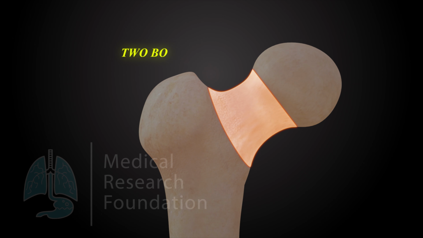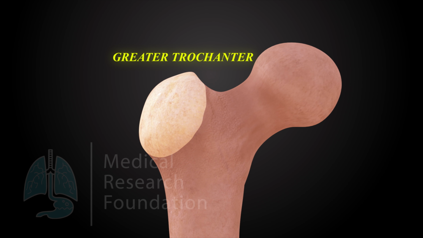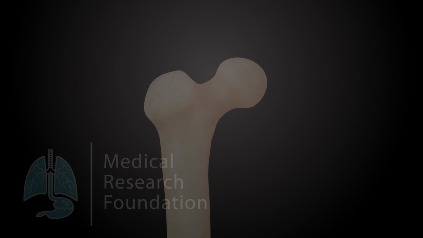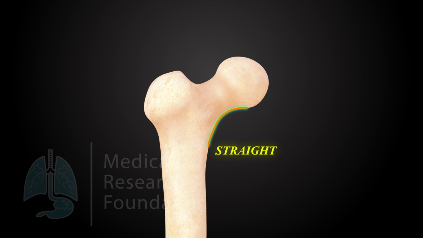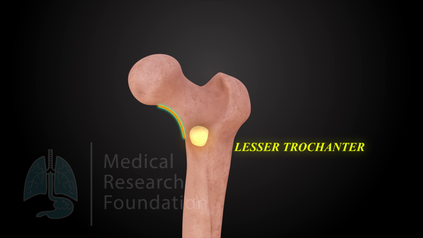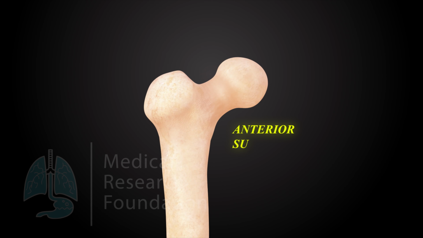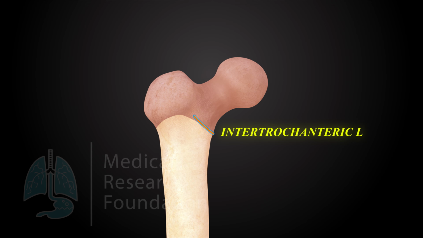The neck has two borders and two surfaces. The upper border is concave and horizontal, meets the shaft at the greater trochanter. The lower border is straight and oblique, meets the shaft near the lesser trochanter. The anterior surface is flat. It meets the shaft at the intertrochanteric line.